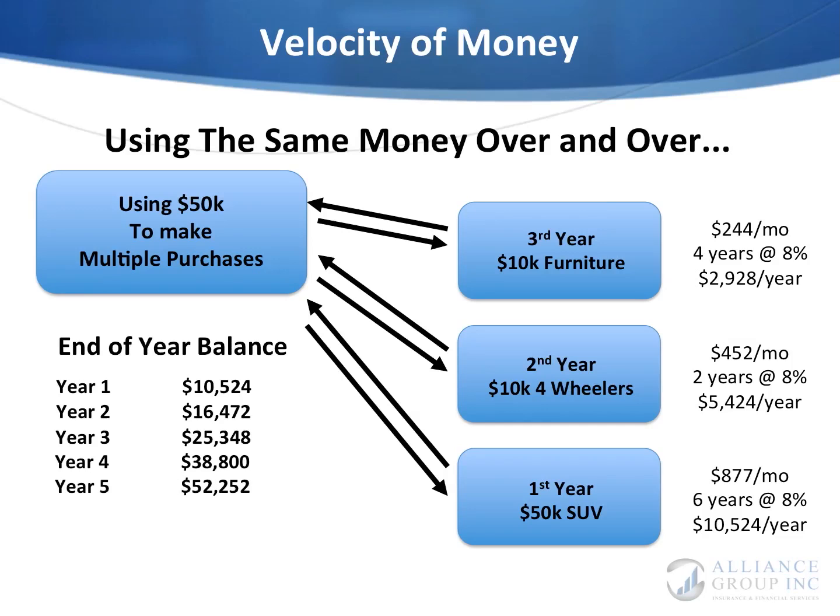Year 5, $52,252. And by the end of year 6, you have $65,704. You use the same $50,000 to acquire $70,000 worth of vehicles and furniture, and your bank now has 31% more capital than it started with. Can you imagine using this system for all of your major purchases over your entire lifetime? That is the power of compound interest and the velocity of money working for you instead of someone else.